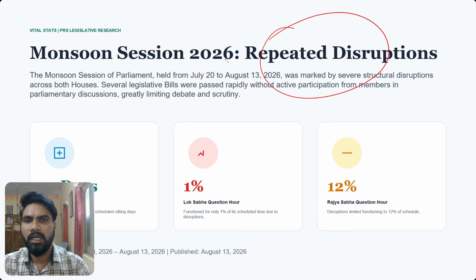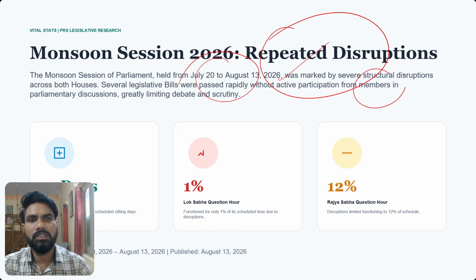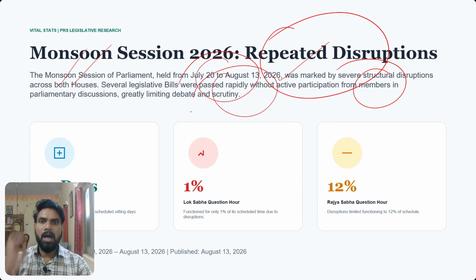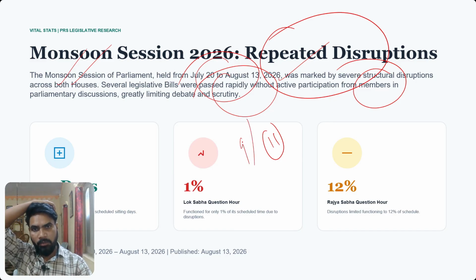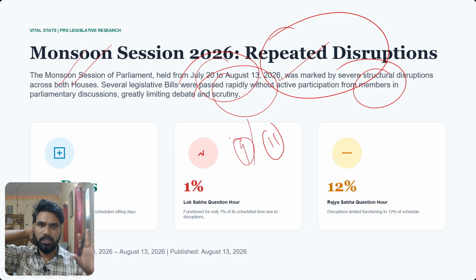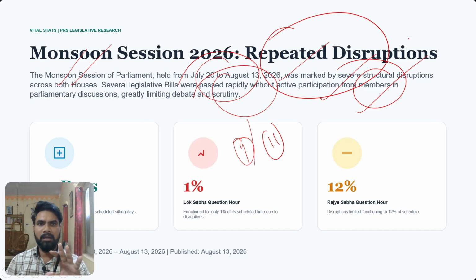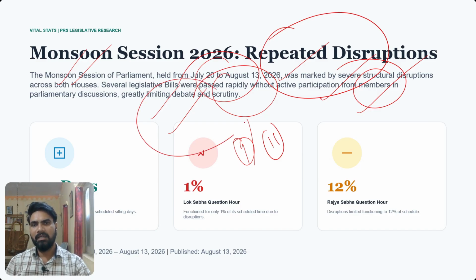So it was held from July 20th to August 13th. It was marked by severe structural disruptions across both houses, Lok Sabha and Rajya Sabha, and several legislative bills were passed rapidly. Actually, 11 bills have been passed. We will see about them, and 9 out of them have been passed without any discussion, zero discussion, without active participation from members in parliamentary discussions, greatly limiting debate and scrutiny.